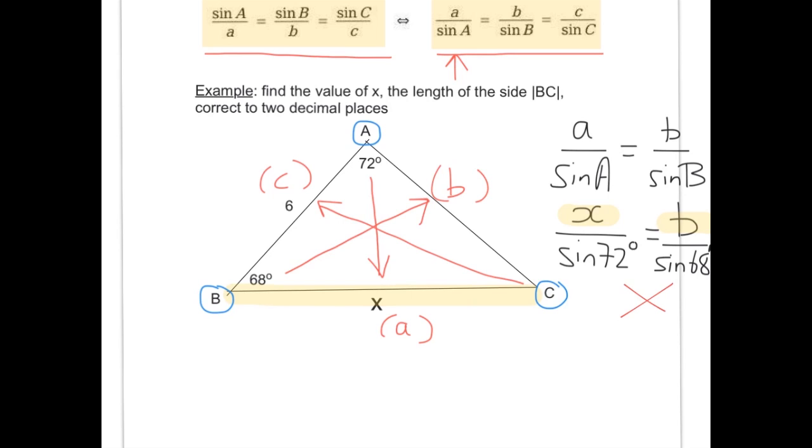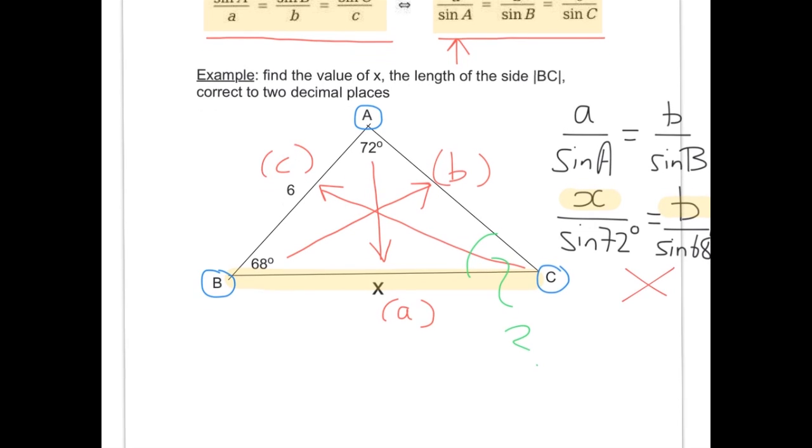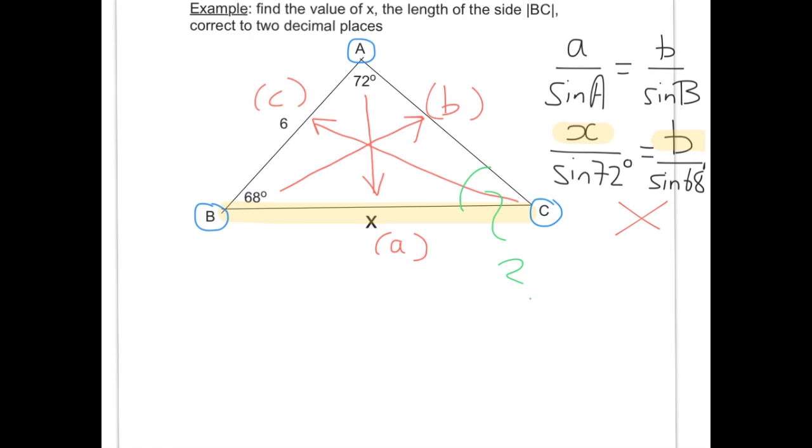So let's instead look at angle A and the angle at C. But in order to do that, first we're going to have to ask ourselves, what is this angle over here? Well, what we can do to work that out is to remember that all angles in a triangle add up to 180 degrees. So if we do 180 degrees and take away what we already know, so our 68 degrees plus our 72 degrees, we'll find that this angle is equal to 40 degrees.